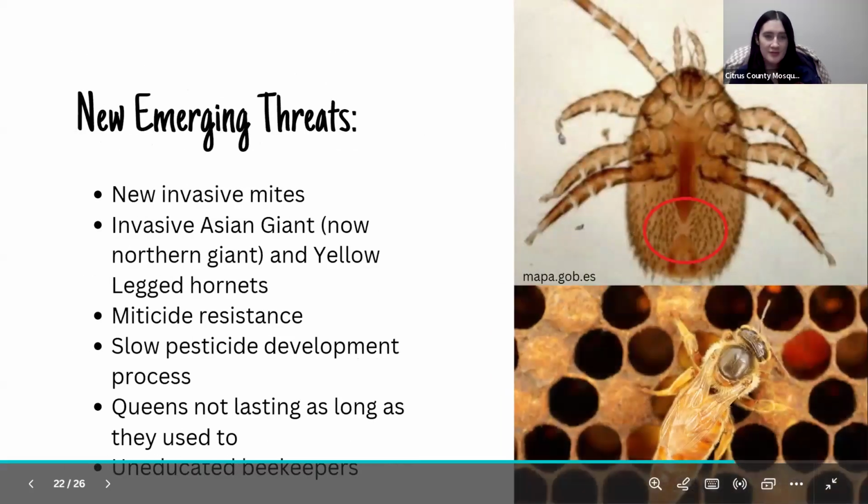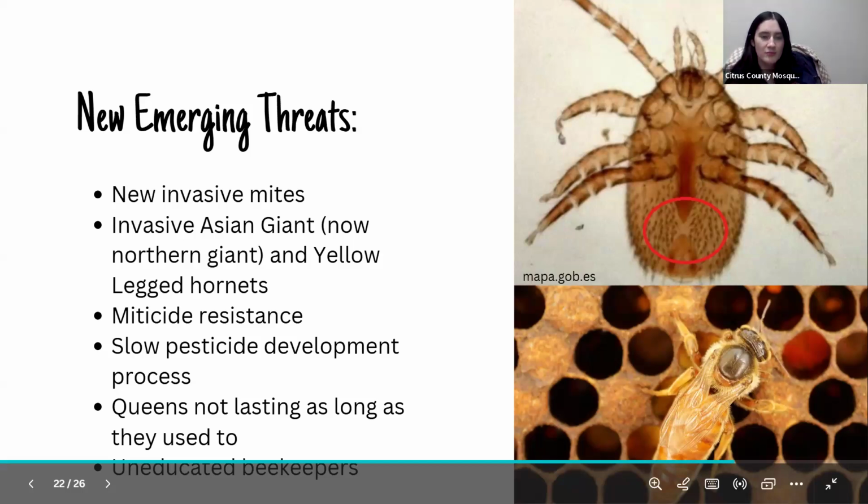And then we actually do have some new emerging threats, unfortunately, that are on the horizon. There's a new invasive mite that's traveling the world, and hopefully it doesn't make it into Florida. But apparently it's worse than the varroa mite. That would be terrible if it got here, so we're trying to prevent that as much as possible from getting into the US. There's also invasive hornets that have made it here in the US. I don't believe they're in Florida, but they're in other parts of the US.